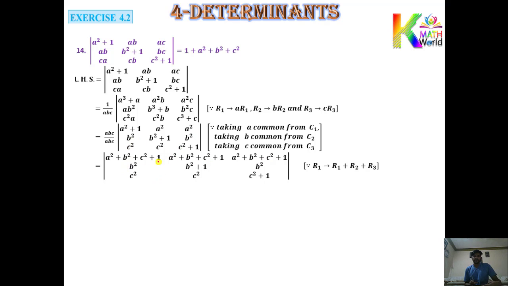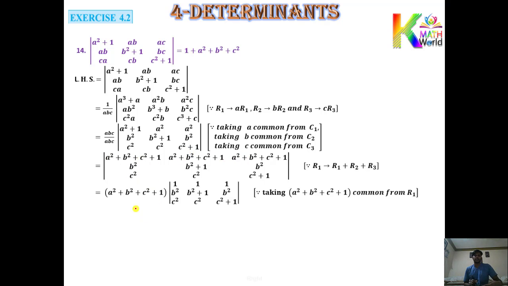Okay, so now as this one is common, this one goes outside. So here one left, one left, one left. In the next step, you can see it. So here you got this. Second row and third row are unchanged, as they are. And from the first row, you got 1 plus a square plus b square plus c square common. So you got this. After getting 1, 1, 1, try to set maximum zeros. So for that you can set here 0 as well as here 0.